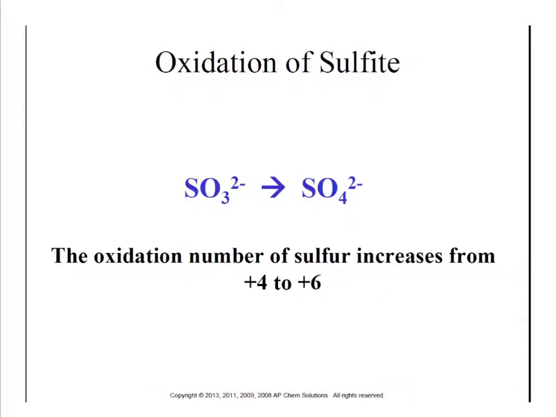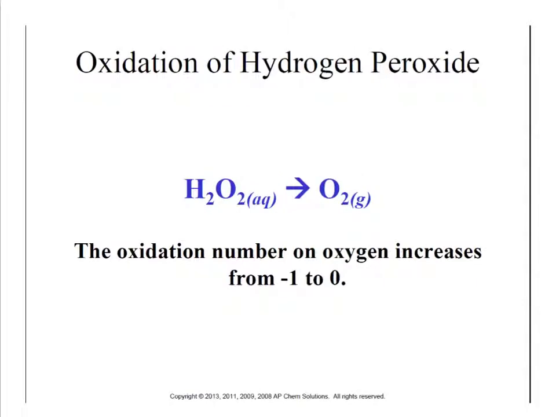Another common one would have sulfite turn into sulfate. And hydrogen peroxide generates oxygen gas, and it also forms, if you're wondering about balancing, H2O as well. And if you're keeping score, you'd put a 2 there and a 2 there.